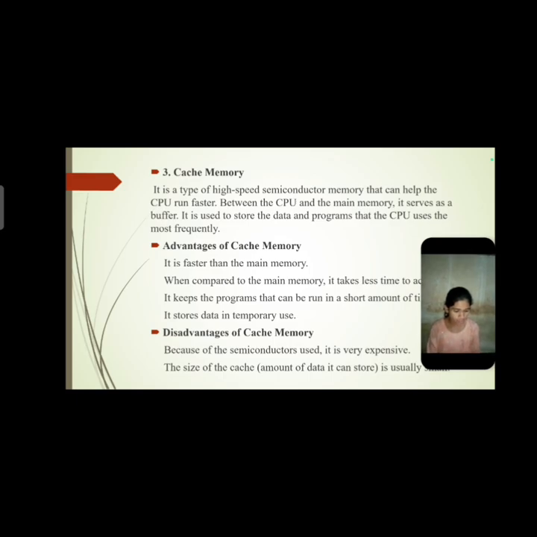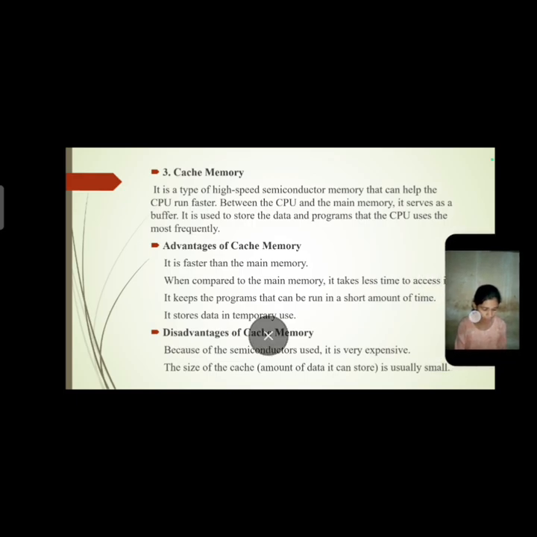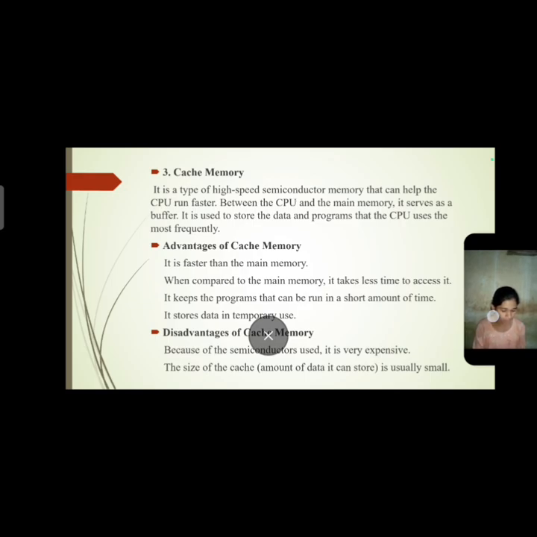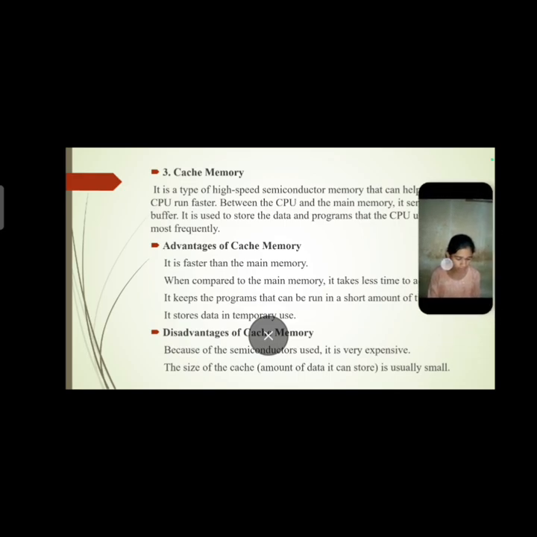Cache memory is a type of high-speed semiconductor memory that can help the CPU run faster. Between the CPU and main memory, it serves as a buffer. It is used to store the data and programs that the CPU uses most frequently. Advantages of cache memory: it is faster than main memory. When compared to the main memory, it takes less time to access. It keeps the programs that can be run in a short amount of time. It stores data for temporary use.